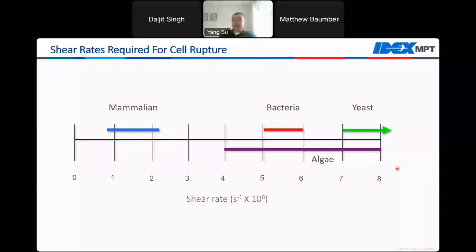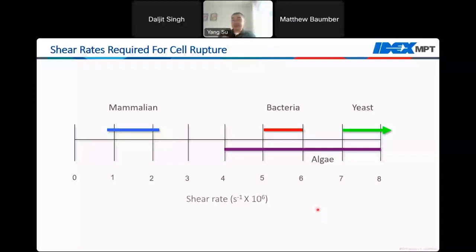And the important thing is you need to precisely pinpoint and dial in this shear rate. So what you want is just enough shear rate to open or rupture the cells, but not too much, so you don't potentially degrade or damage the product of interest. So that's where Microfluidizer technology comes into play.